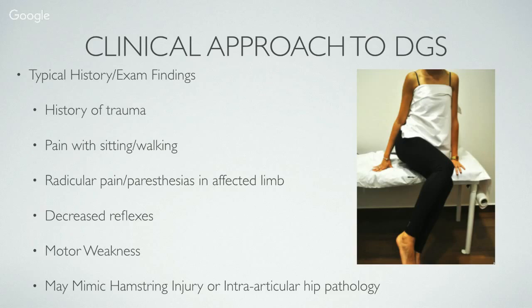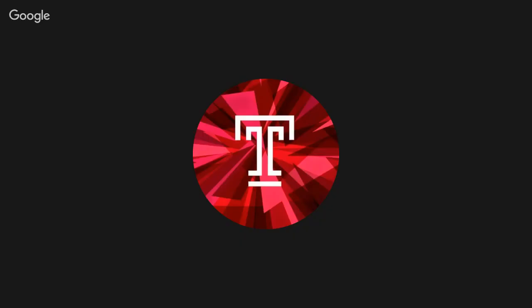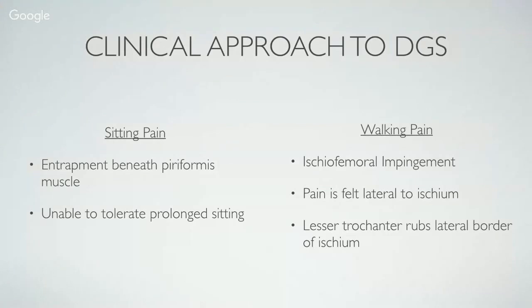The diagnosis of deep gluteal syndrome, though, is not based on one single symptom. There's no pathognomonic symptom. It's usually a set of symptoms that will lead you to it. Just to emphasize why the history is important: sitting pain is more consistent with entrapment beneath the piriformis, especially at 30 minutes or longer. Patients that complain of walking pain, that's more consistent with ischiofemoral impingement, and palpation lateral to the ischium will actually cause them pain as well.